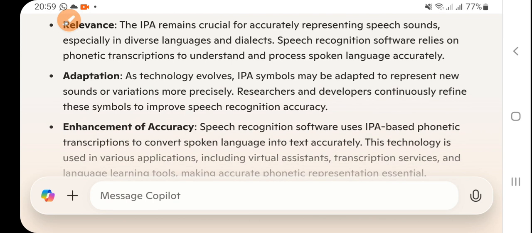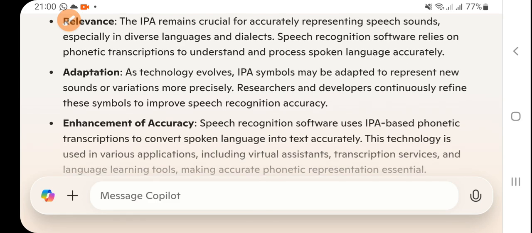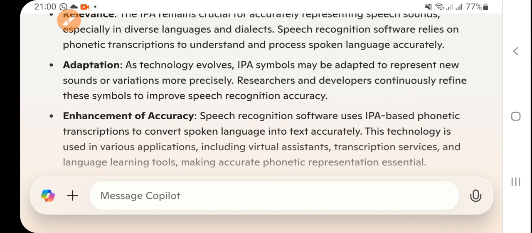So the IPA symbols are very useful actually. When you are familiar with some seven or eight new sounds, then you'll be able to read what the correct sound of the word is, right? So that's pronunciation. So that is very relevant. And the same, he's saying that it's crucial for accurately representing speech sounds. So our speech sound is very clear when we are familiar with IPA symbols, especially in diverse languages and dialects. So that is the first thing.